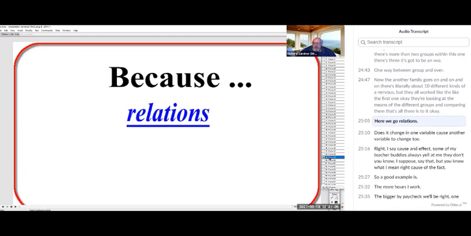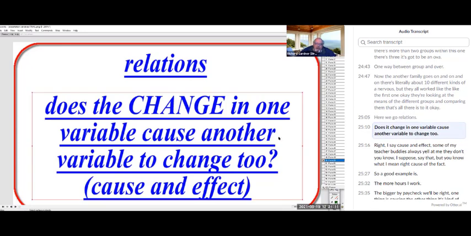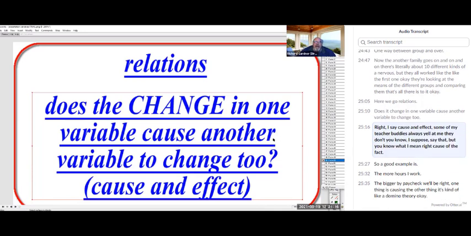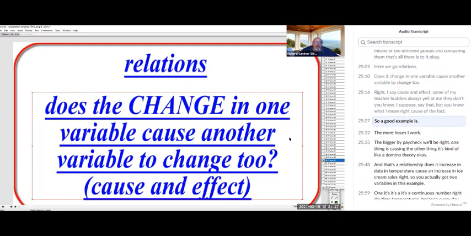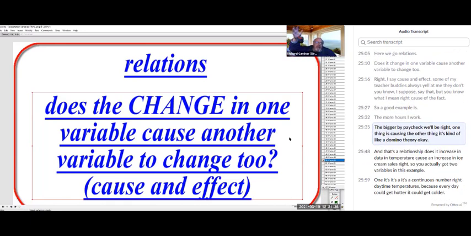Here we go, relations. Does a change in one variable cause another variable to change too? Right? I say cause and effect. Some of my teacher buddies always yell at me and say you're not supposed to say that, but you know what I mean, right? Cause and effect. So a good example is the more hours I work, the bigger my paycheck will be, right? One thing is causing the other thing. It's kind of like a domino theory, okay?